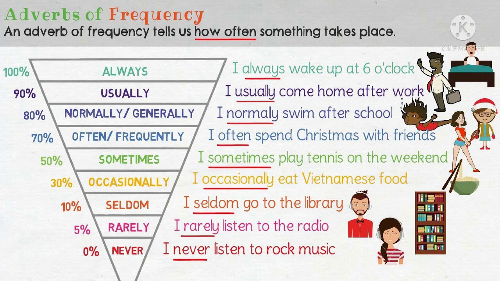Another important kind of adverbs are adverbs of frequency. What are they, class? An adverb of frequency tells us how often an action takes place, or how often something happens. Look at the few examples mentioned. I always wake up at 6 o'clock. I usually come home after work. I normally swim after school, and I rarely listen to the radio.